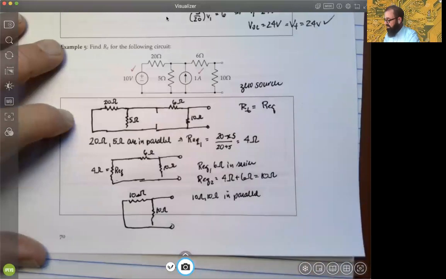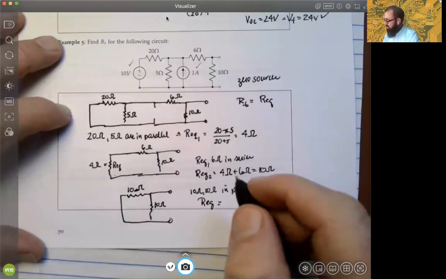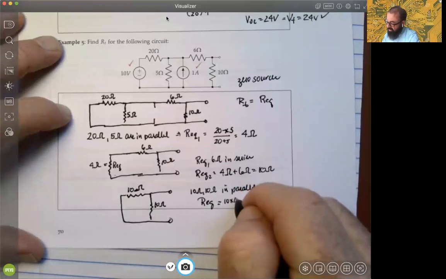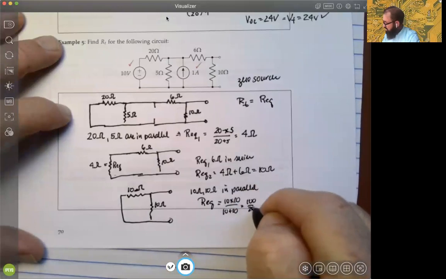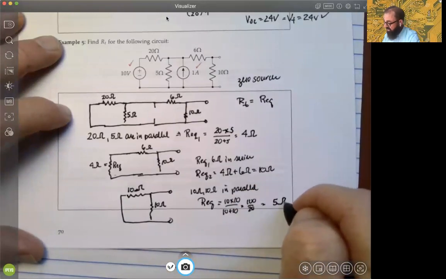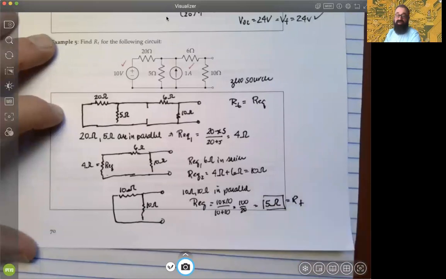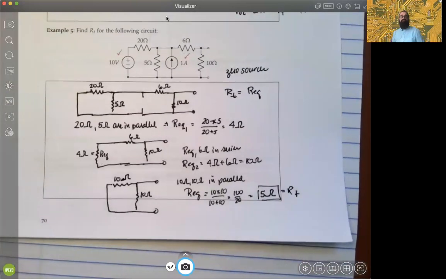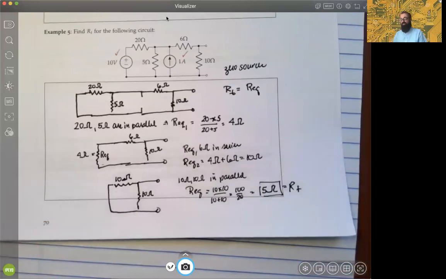So finally, the last equivalent with no subscript is simply 10 times 10 over 10 plus 10, 100 over 20, and it's 5 ohms, okay? And why is that significant? That's your Thévenin resistance, okay? It's not the equivalent because you still need your voltage and your short circuit current, but still, very nice way of getting the Thévenin resistance, okay?